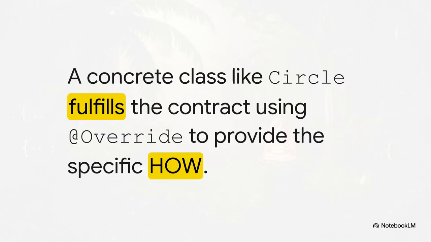And right here, we see that promise being fulfilled. A concrete class, Circle, comes along and uses that @Override annotation, which is basically its way of saying, hey, I'm providing the implementation you asked for. It gives the specific formula, the how, for a circle's area. The contract laid out by the blueprint has now been honored.